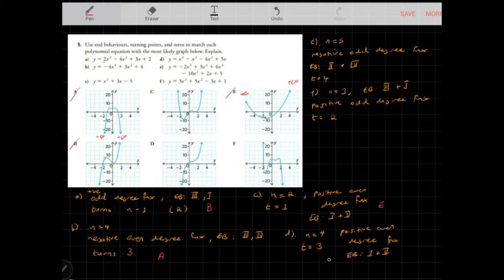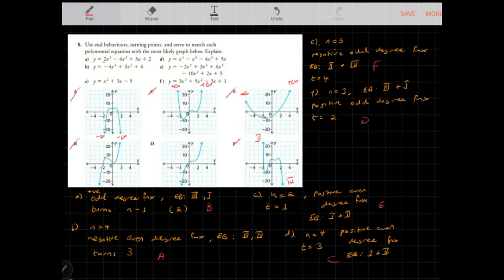Let's take a look at D here. There are 3 terms, n is equal to 4, positive even degree function, quadrants 1 and 2. Well, the only scenario for that is basically part C. Let's take a look at E here. This guy actually has 4 terms, and it's a negative odd degree function, quadrants 2 and 4. Well, the only scenario for that case is F, right? And then the last case here, the only one left is basically D, right? So this was part F here.